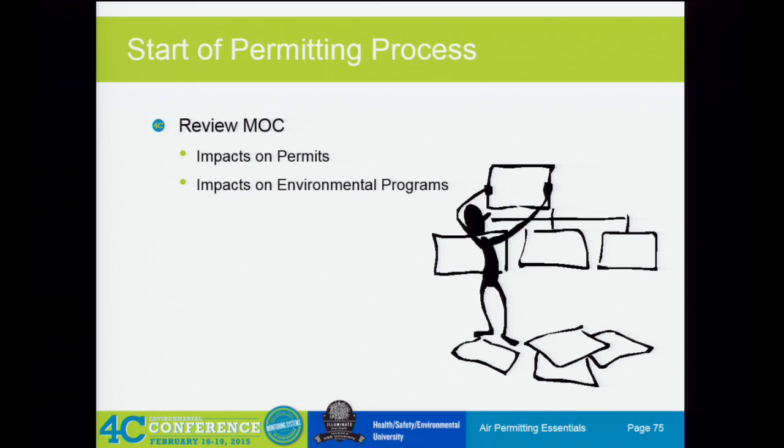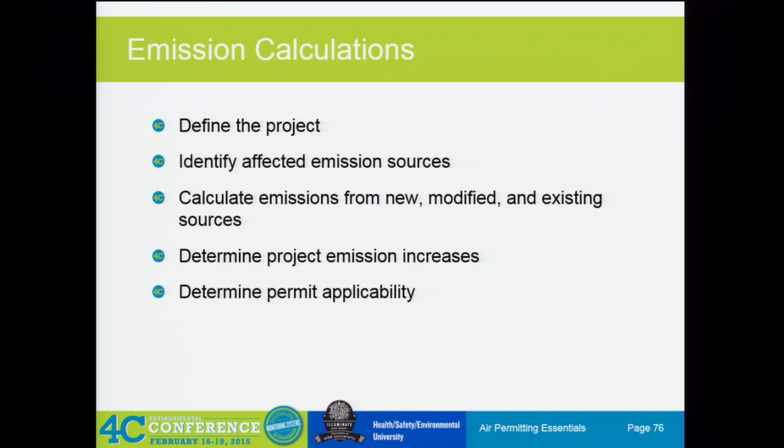So the first step is reviewing your MOC. This would involve impacts on permits as well as impacts on environmental programs. The next step is the emission calculations. You're going to define your project, what is all being affected by your project. You'll identify all of those emission sources that are in this project. You'll then calculate the emissions from the new, modified, or existing sources. And then you'll determine the project emission increases.